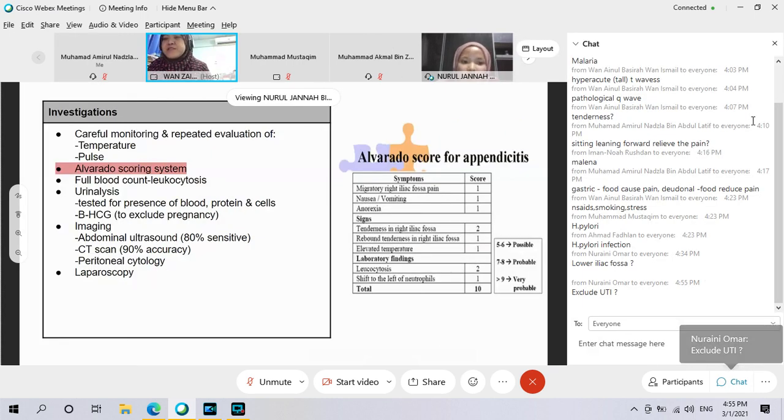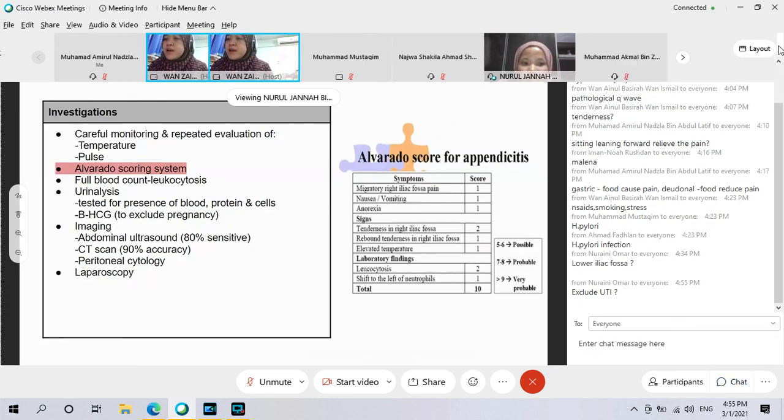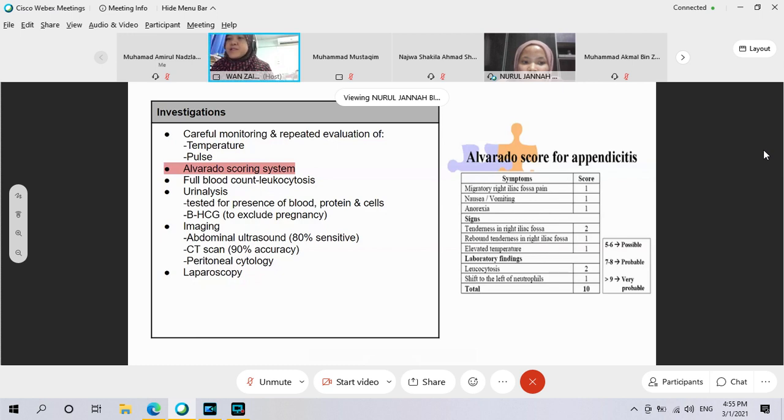Kenapa kita kena exclude UTI? Because UTI, the treatment is non-surgical treatment. Kan? Betul? Betul tak? UTI kita bagi antibiotik je. Tak perlu buat operation. That's why we have to exclude that.